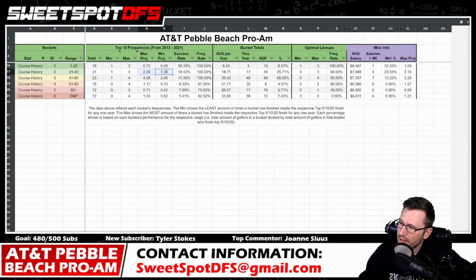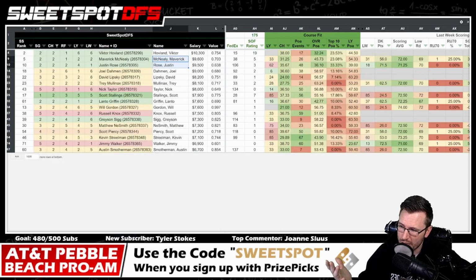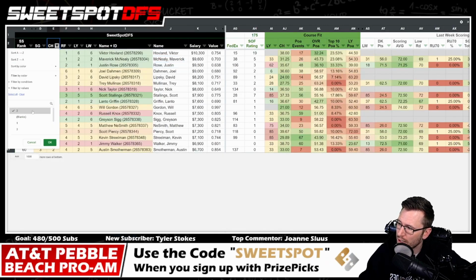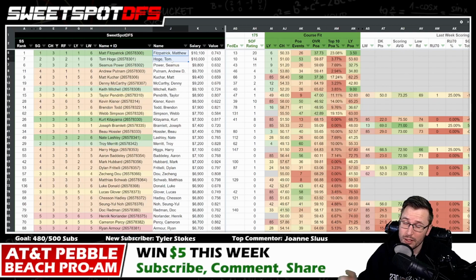Moving on from there, going to course history 3. This is going to be the bucket we want to select from the most. 2 to 5 is the projection to finish inside the top 10. Most of our strength of field points are going here. There are 46 golfers in that bucket this year where we normally see 35. So that's probably a big indicator as to why the projection is so large. This starts with Fitzpatrick, and it has Hoagie in it as well.